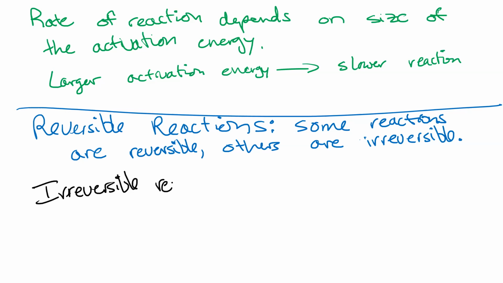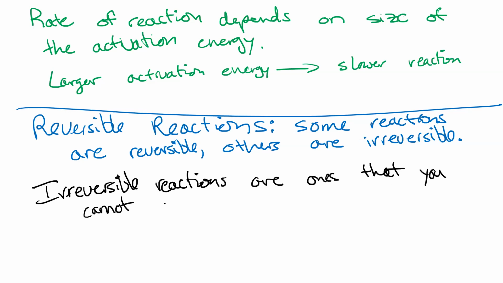Irreversible reactions are ones that you cannot undo. There are some things you cannot undo. Much as we'd like to have the ability to rewind time, you can't do it. Some things can be reversed as a process goes. Other things just simply cannot be.